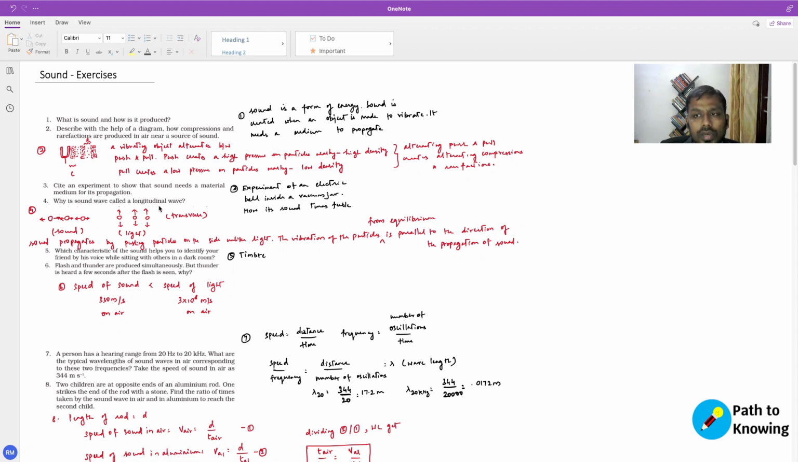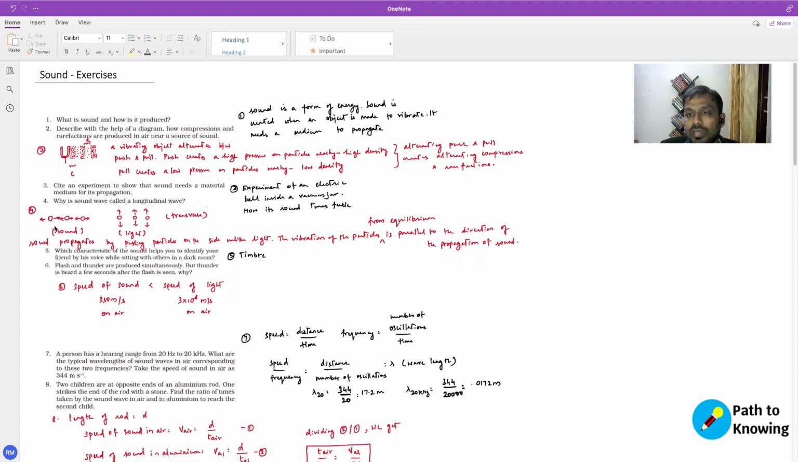Why is a sound wave called a longitudinal wave? As we saw earlier, sound propagates by pushing particles on the side. The vibrating object pushes and pulls the nearby air particles, and that is how sound is propagated from one particle to the other. This is the direction of the sound wave. Whereas waves like light or water propagate in this direction from left to right, the particles actually move up and down.